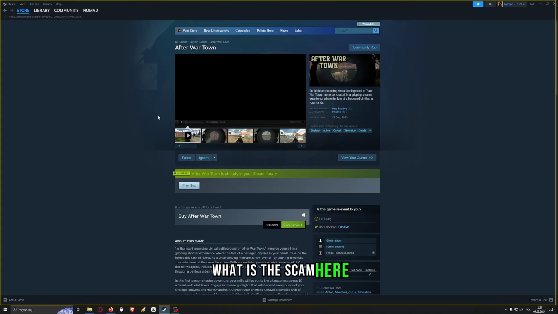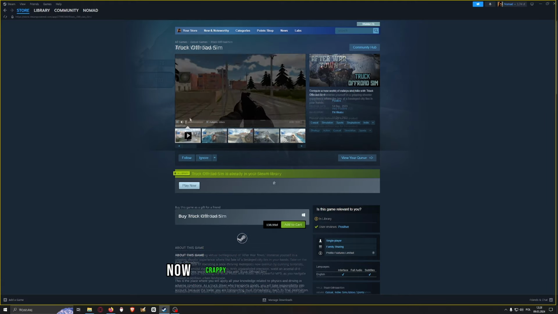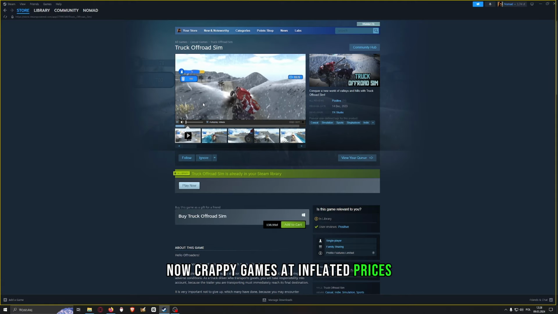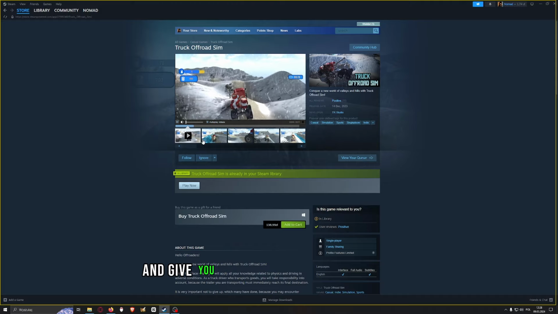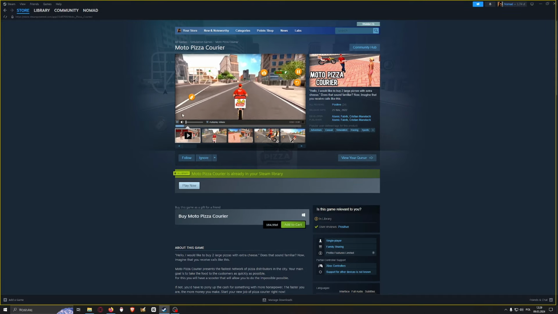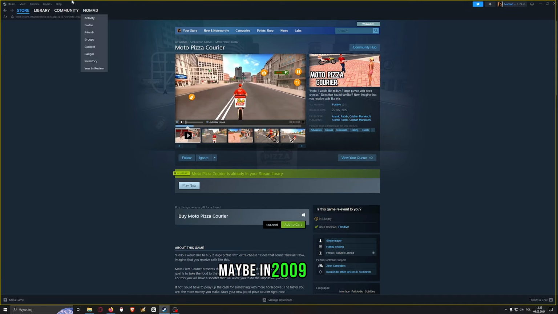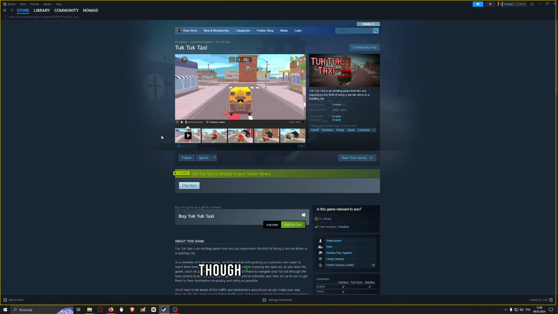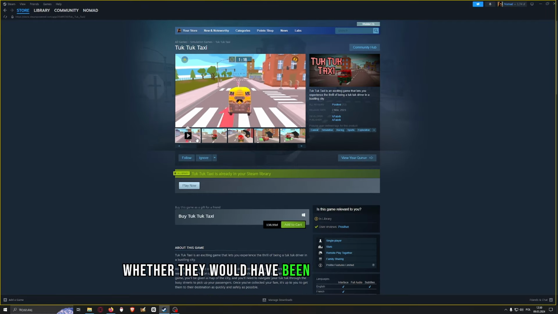What is the scam here? They purposely choose now crappy games at inflated prices. They get codes one way or another and give you the values of the keys to games, which could cost so much maybe in 2005. Though I would also argue whether they would have been worth so much then.